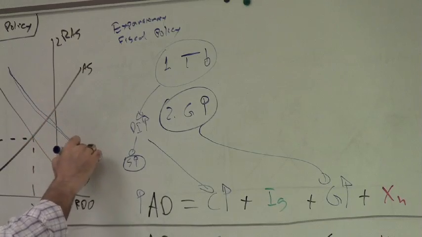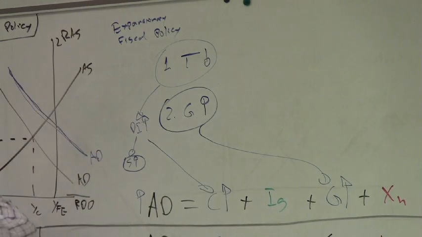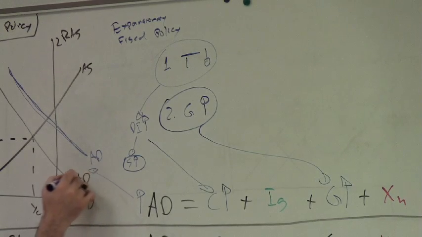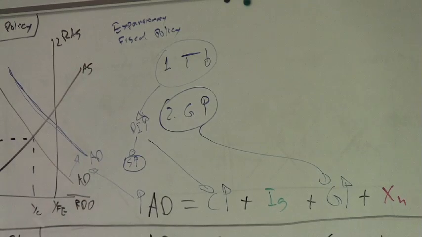Somewhere right here. Not all the way to the full. Okay, so as a result of this, aggregate demand shifts to the right. Well, that causes output to increase, price level to increase.